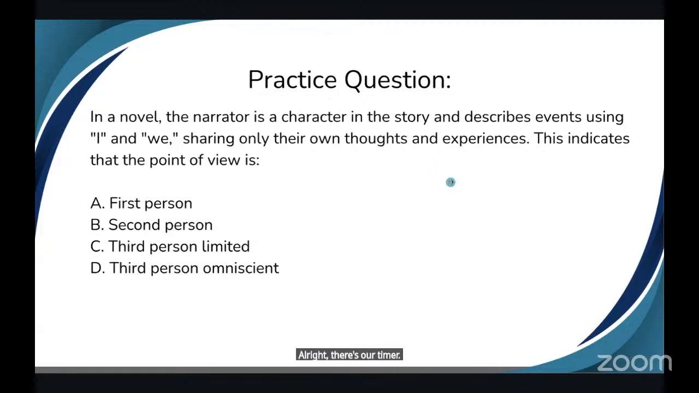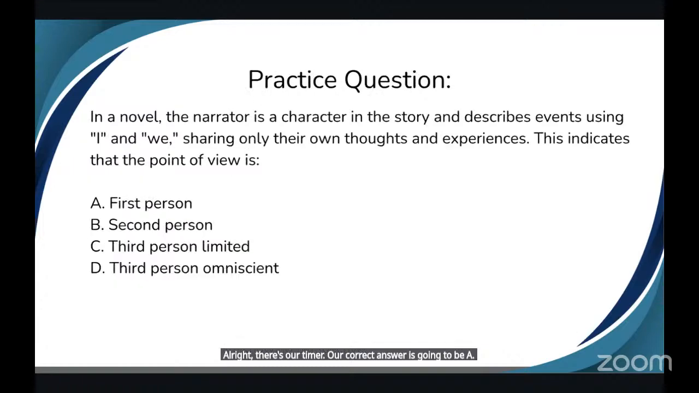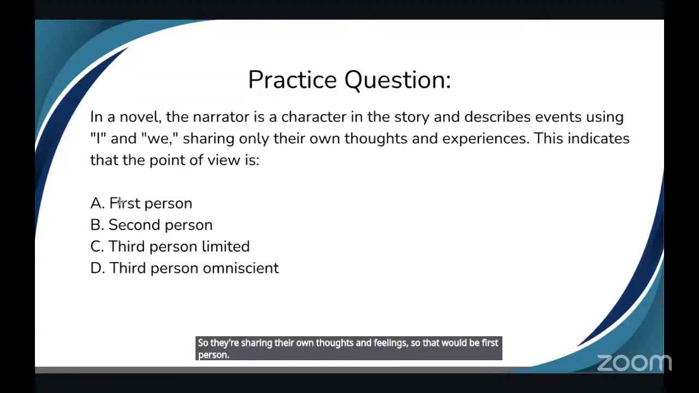Our correct answer is going to be A, first person. The key is that it's using I, and even though we is a collective pronoun, it's still including that first person. So they're sharing their own thoughts and feelings. So that would be first person. Everybody good?